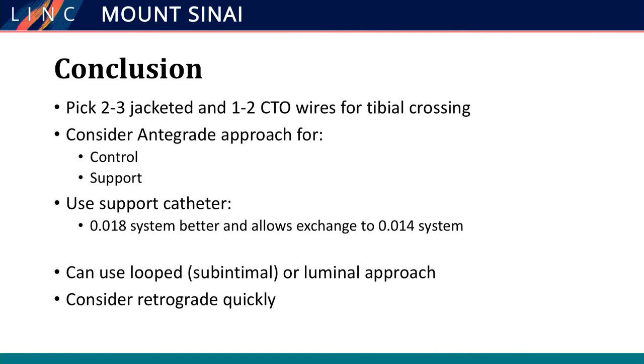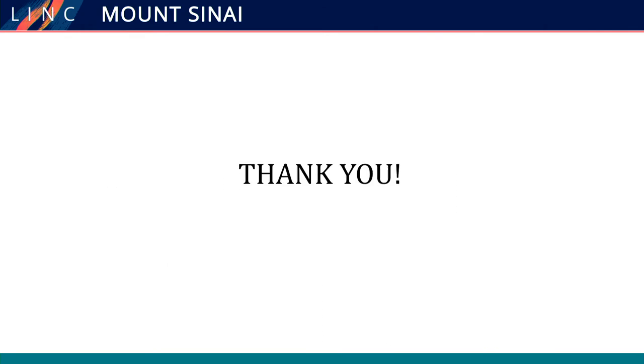So in summary, I would say pick two or three jacketed wires, pick one or two CTO wires that you are familiar with. Consider the antegrade approach, but quickly move to the retrograde approach if you cannot cross in antegrade, and then use a support catheter. I use the 018 CXI because it's braided, but that allows me to travel between 014 and 018 in crossing tibial vessels. Thank you.